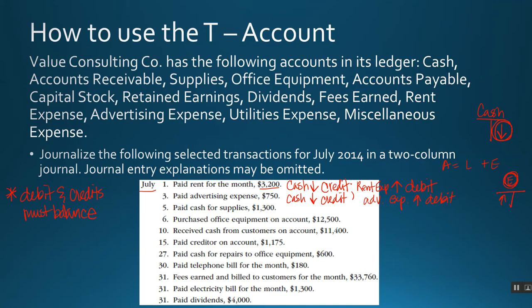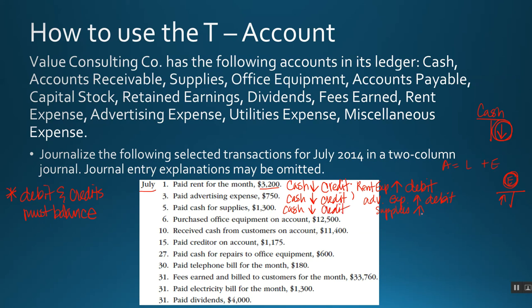All right, next one, paid cash for supplies. So what are the two accounts impacted here? Cash and supplies. Is cash increasing or decreasing in my business? It's decreasing. Why? Because it's purchasing supplies. Supplies, is it increasing or decreasing in my business? It's increasing. Okay, cash is an asset. It's decreasing. What side do we show that the asset is decreasing on? The credit side.